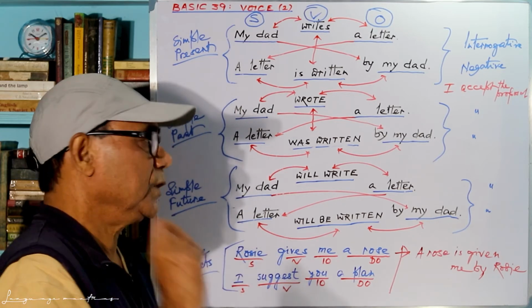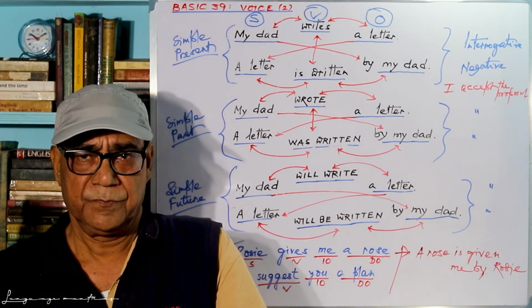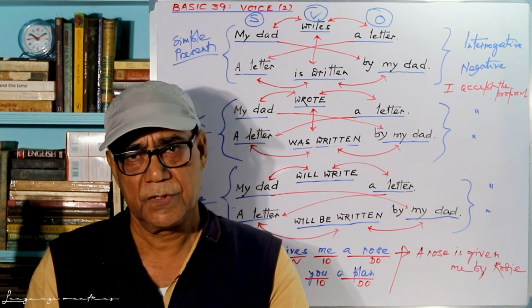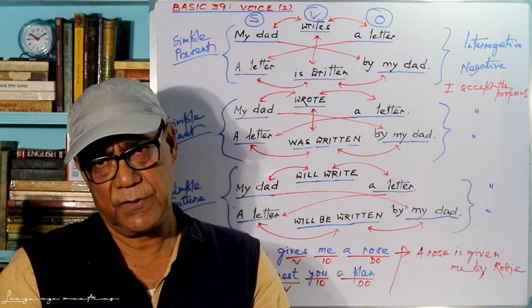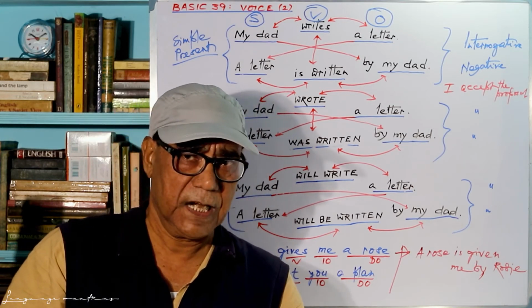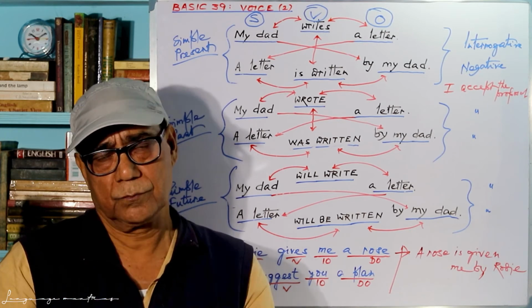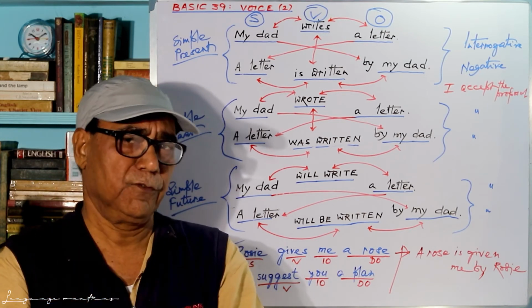Now another issue is there. It is always a transitive verb that has an object or two objects. When there is one object, say a letter, there is one possible passive form. But if the number of objects is more than one, I mean two, then what will happen? We will have two passive forms.